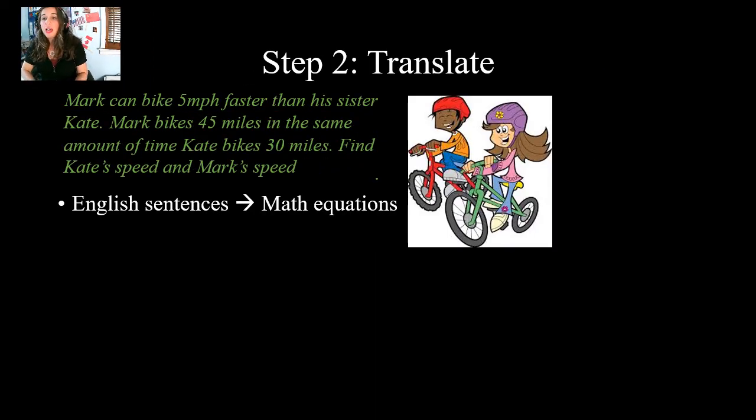Okay, so let's translate. We're going to take our English sentences to math equations. And we've actually already done a little bit of that work when we labeled our variable, right? We labeled Kate's speed X and Mark's speed X plus 5.